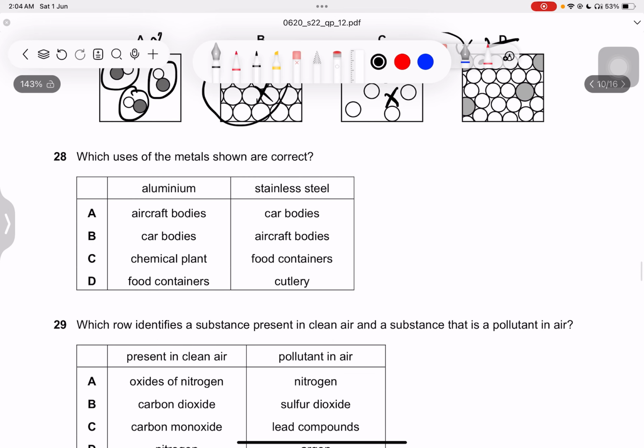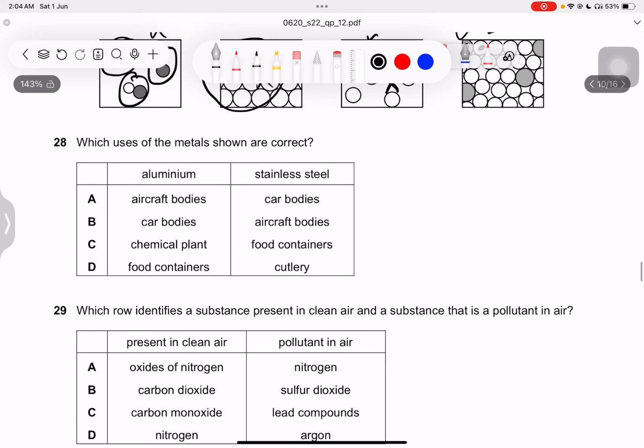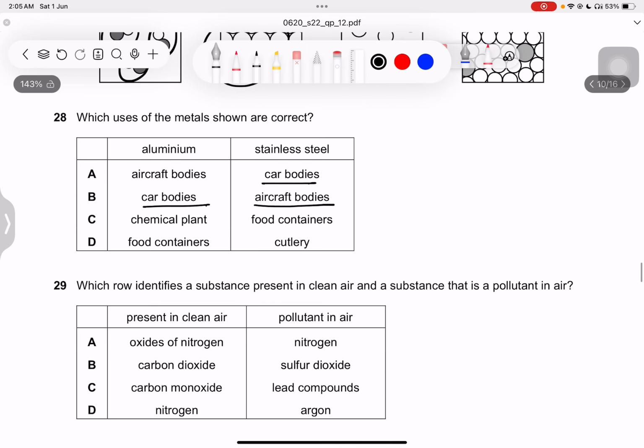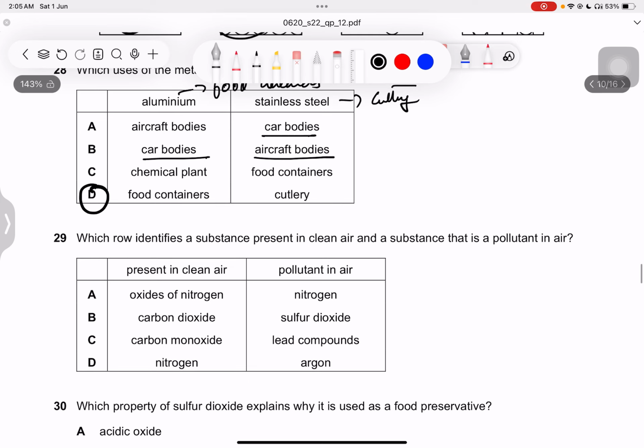Which uses of the metals shown are correct? Aluminum, aircraft bodies. Yes, this is correct. Aluminum is used in aircraft bodies, but stainless steel is not used in car bodies. Aluminum is not used in car bodies, and stainless steel is not used in aircraft bodies. Stainless steel is used in cutlery. Aluminum is used in food containers. So option D is correct. This is basically just theory, a fact.